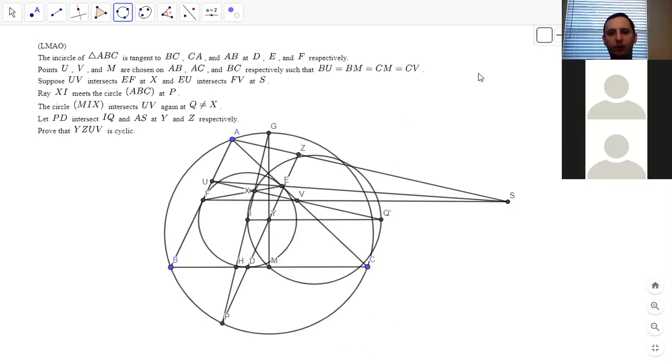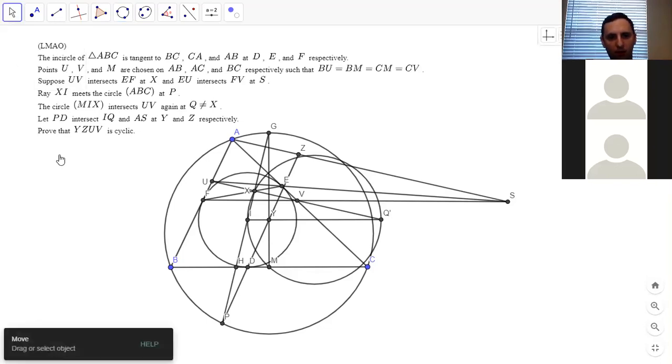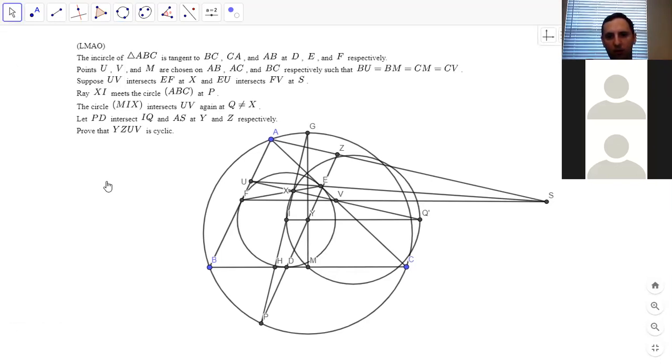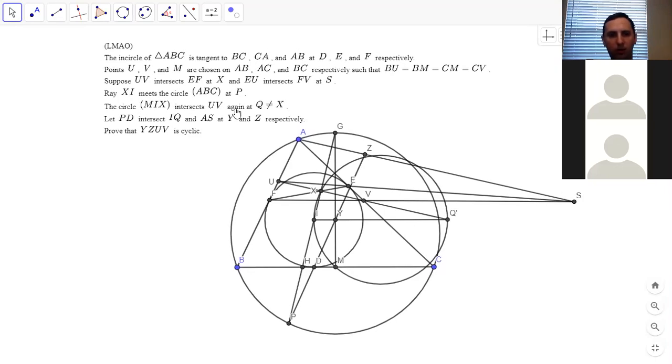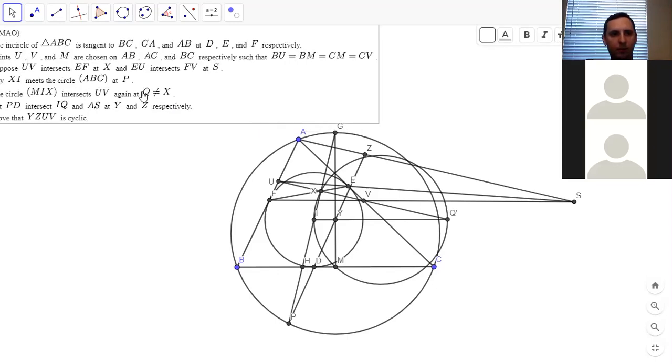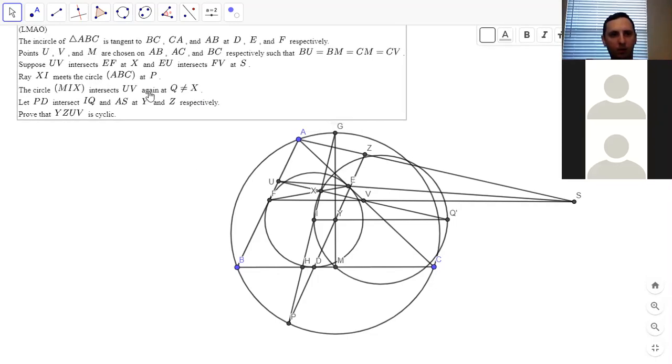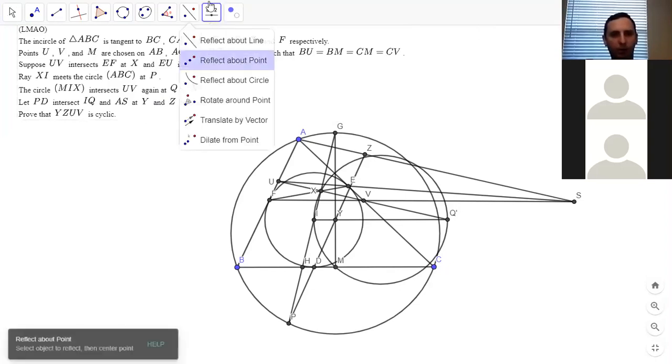So I could try just writing up what we have so far. It will be nice. Yeah. So let the parallel through I to BC meet UV at Q prime.